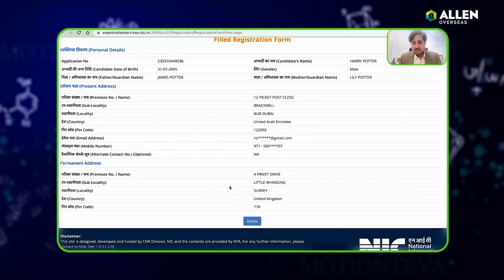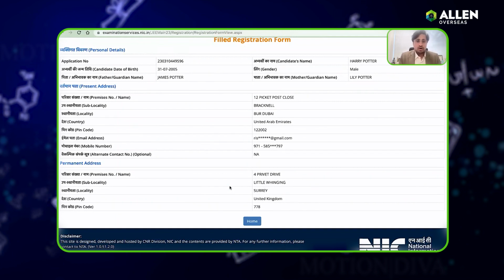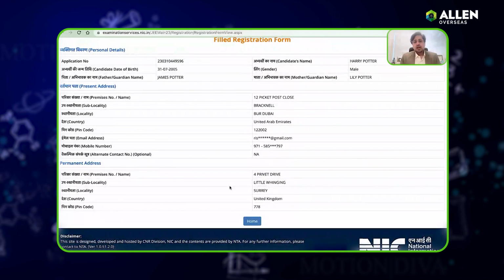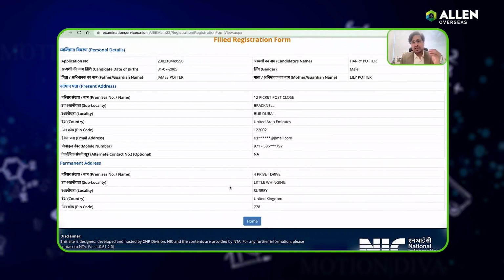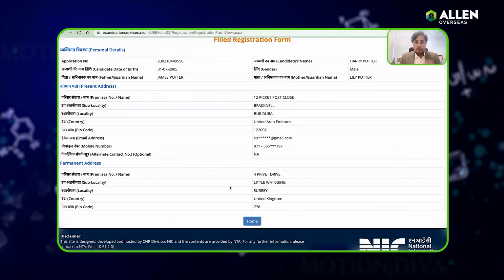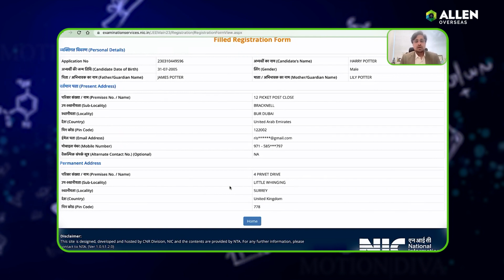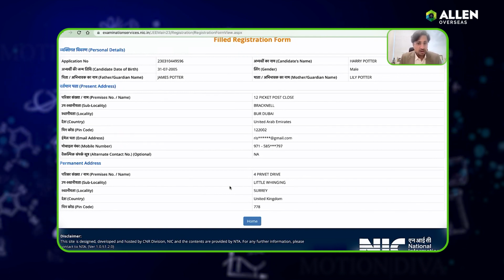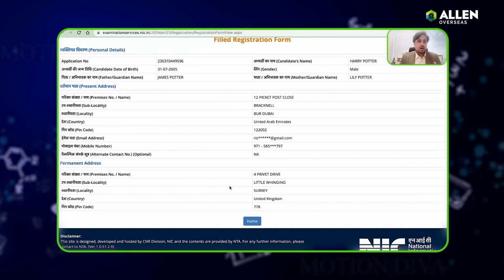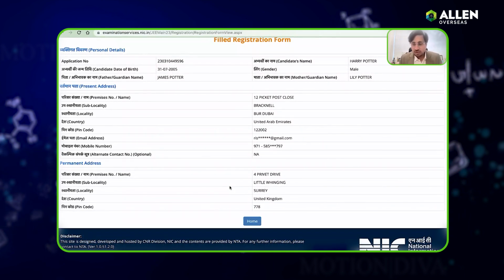What should be the present address? See, don't worry about the permanent address at present. You must fill your present address correctly. Many people are saying that in my passport, the permanent address is something different. Someone is saying that in my passport and in Aadhaar, the permanent addresses are different.